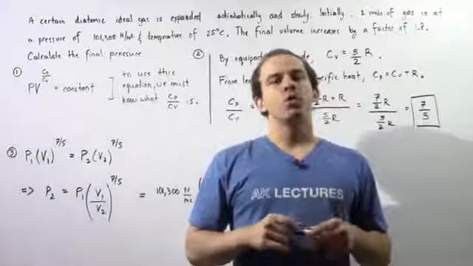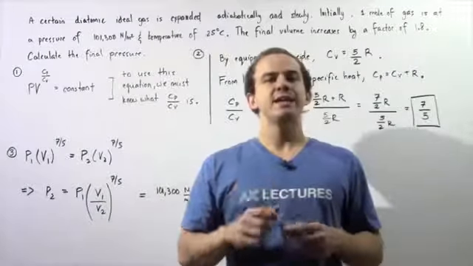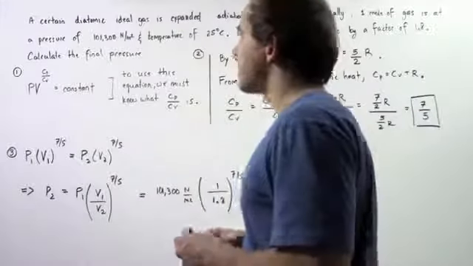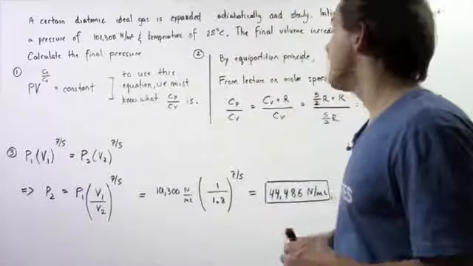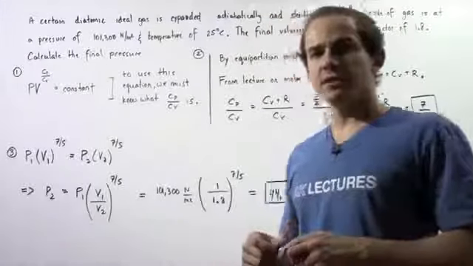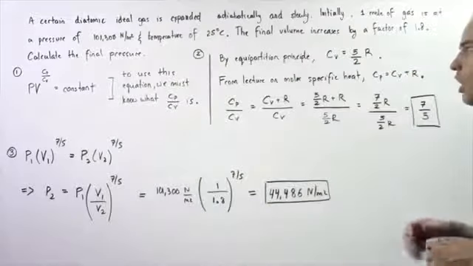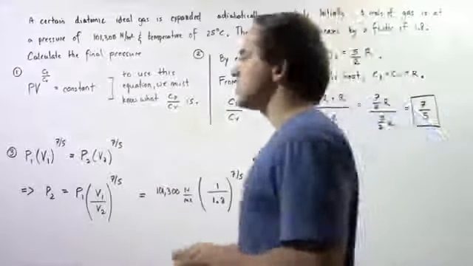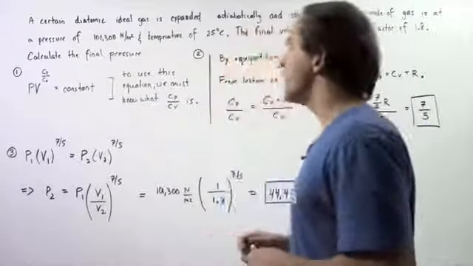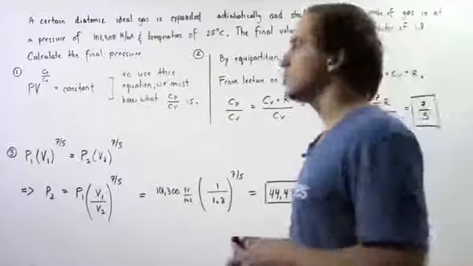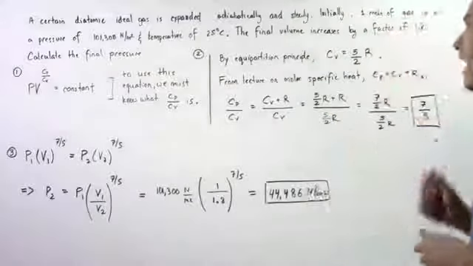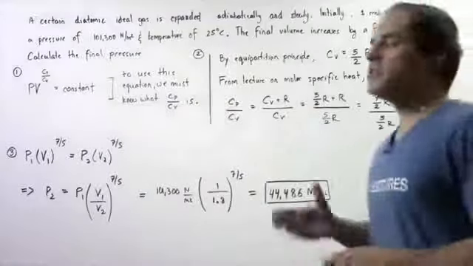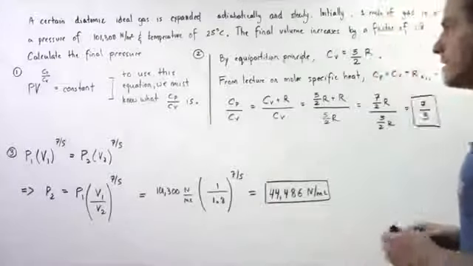So let us look at the following example that will deal with an adiabatic and slow expansion of an ideal gas. So let's begin. A certain diatomic ideal gas is expanded adiabatically and slowly. Initially, 1 mole of ideal gas is at a pressure of 101,300 newtons per meter squared and a temperature of 25 degrees Celsius. The final volume increases by a factor of 1.8. Calculate the final pressure of our ideal gas.